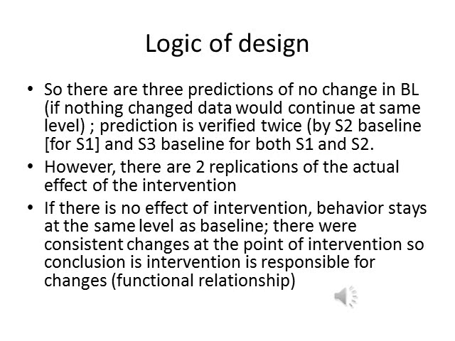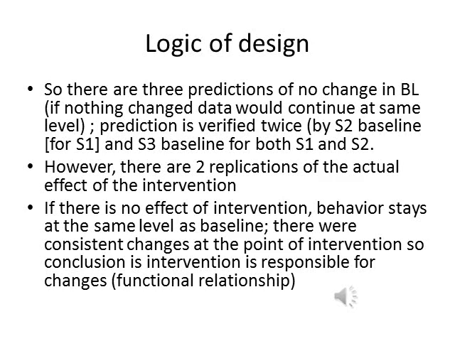Here, 3 predictions of no change in baseline. If nothing were changed, data would continue at the same level. This prediction is verified twice, by the subject 2 baseline for the subject 1 prediction, and by the subject 3 baseline for both subject 1 and subject 2. This provides strong evidence that our prediction in fact was accurate. And we have 2 applications of the actual effect. So we did intervene, and at the point of intervention, in both cases, we got a replication of our effects.